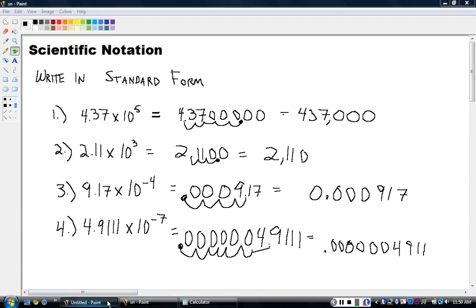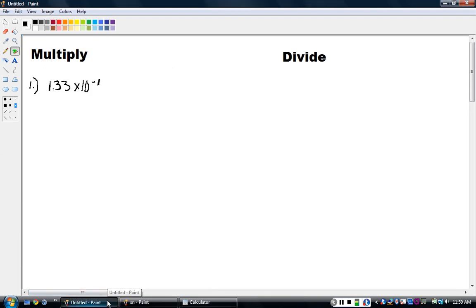The last thing we have to do in this chapter is multiply two numbers in scientific notation. Okay. So my first example looks like this. I'm going to multiply 2.4 times 10 to the 5th times 1.33 times 10 to the negative 1. Here's how we're going to handle these. We're going to multiply our 2 decimal values, get a result, and then we're going to multiply our 2 powers of 10 using our exponent rules.